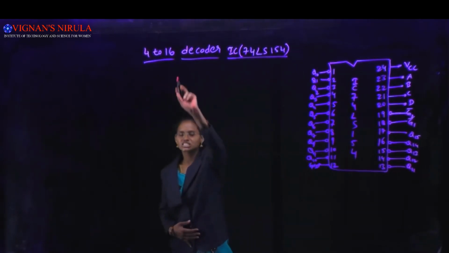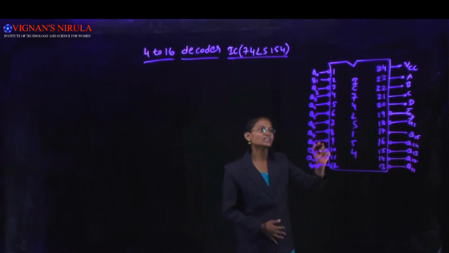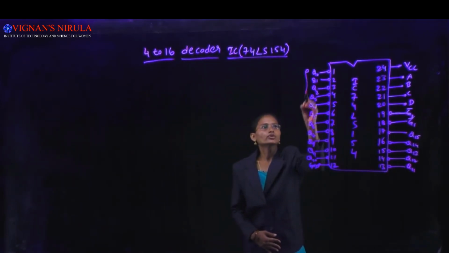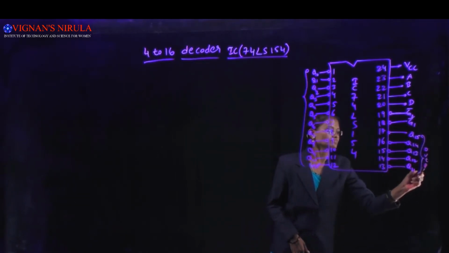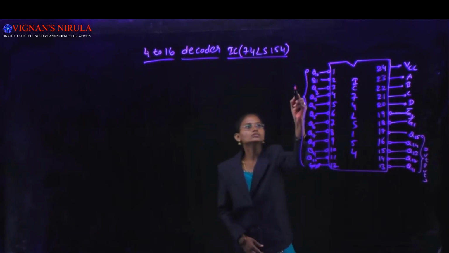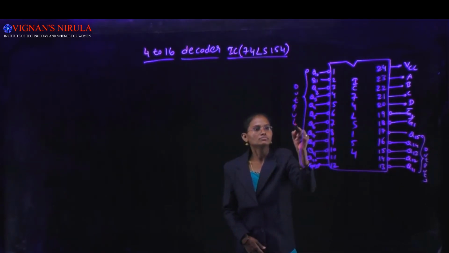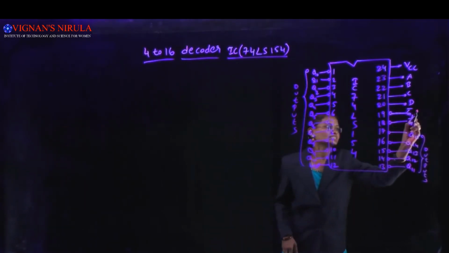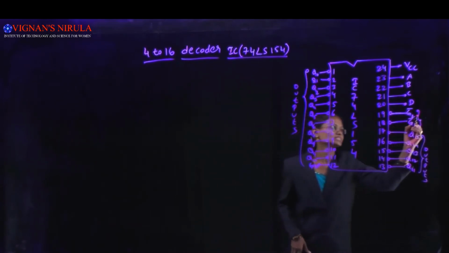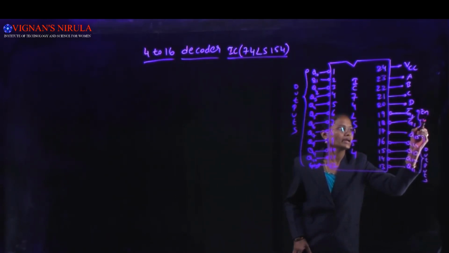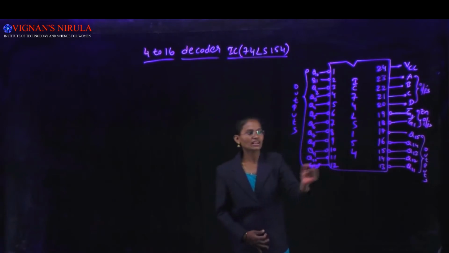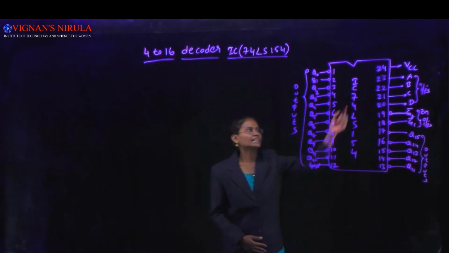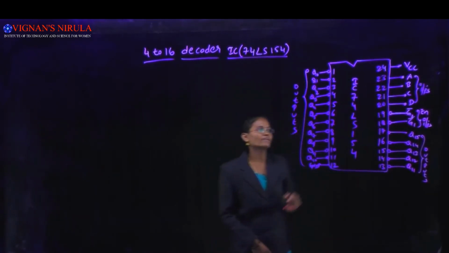4 inputs, 16 outputs. In the IC, the outputs are low. These are Q0 to Q15, the outputs. Here Z1 bar and Z2 bar are the enable inputs. A, B, C, D are the inputs. The 12th pin is connected with ground and the 24th pin is connected with the power supply.